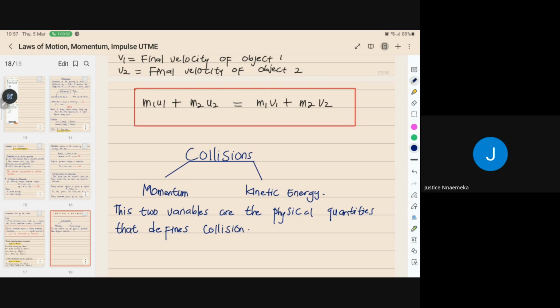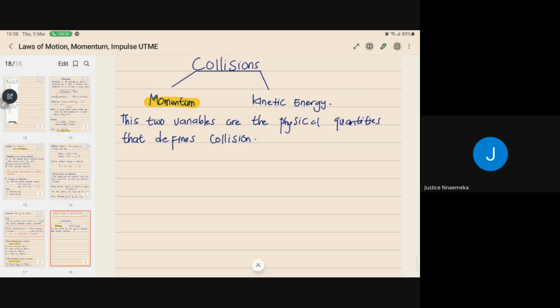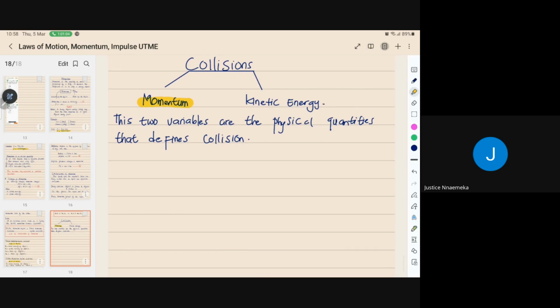Now, there are different kinds of collision, but in all of them, momentum is always constant. Momentum does not change, no matter the kind of collision. But these two variables determine the kind of collisions that we have. In the different types of collisions, we have the elastic collision, the inelastic collision, and the perfectly inelastic collision. Is that okay?